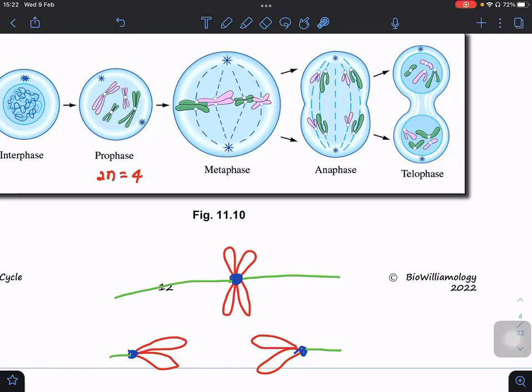Clear? Okay, so each phase has its signature events. Therefore, later we're going to discuss it in detail. Okay, so I stop the recording first.